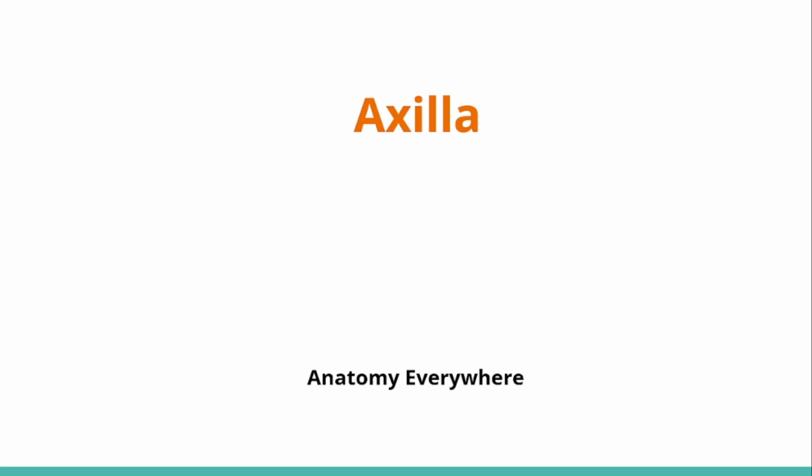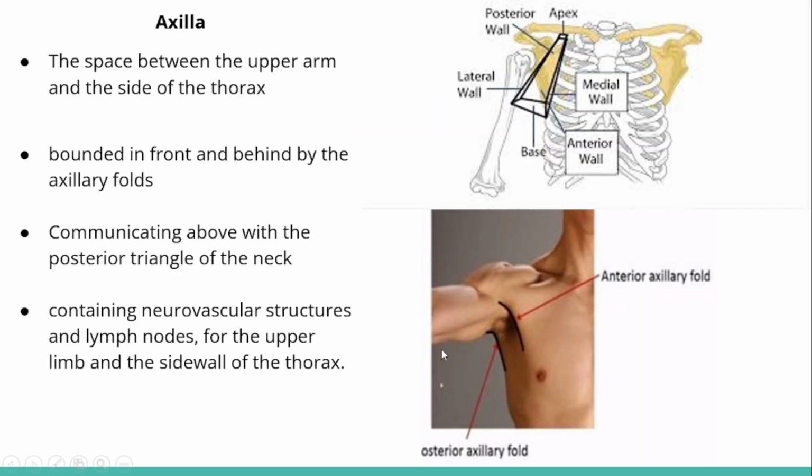Hi, let's talk about the axilla. Axilla is the space between the upper arm and the side of the thorax. It is bounded in front and behind by two axillary folds. Anteriorly, it is bounded by the anterior axillary fold, and posteriorly, it is bounded by the posterior axillary fold.